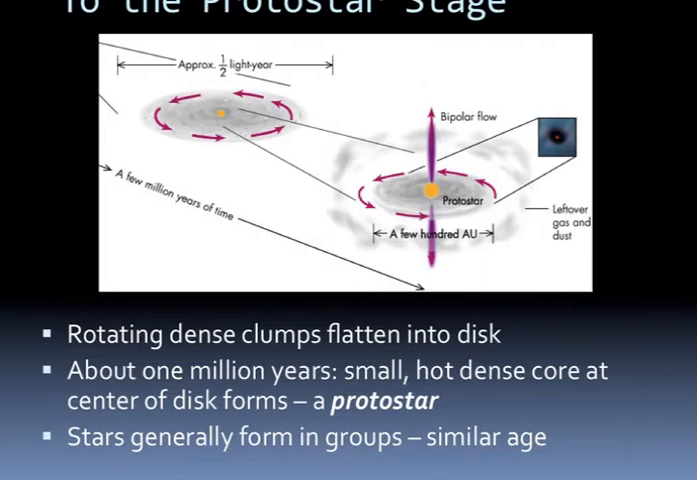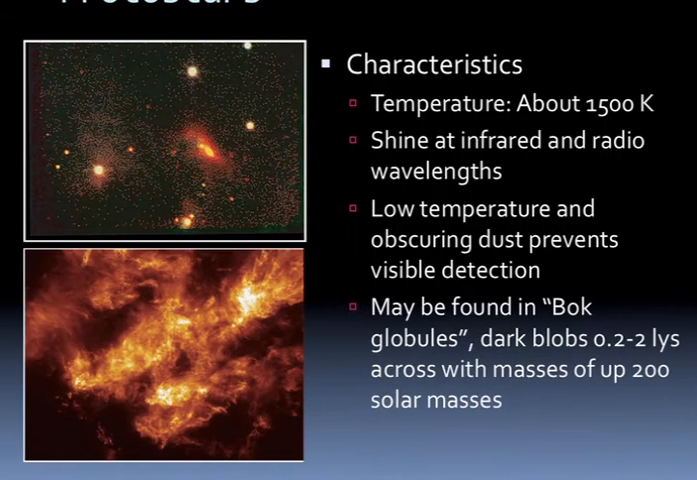Now, stars generally form in groups of similar age. The characteristic of a protostar is that its temperature is about 1500 degrees Kelvin. They shine at infrared and radio wavelengths. Low temperature and obscuring dust prevent visible detection. And they may be found in something called Bok globules, or dark blobs 0.2 to 2 light years across, with masses of up to 200 solar masses.